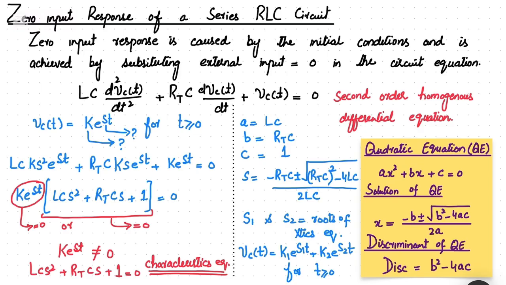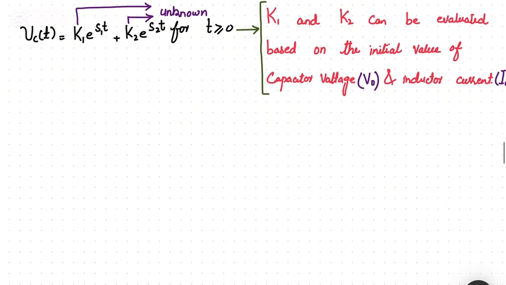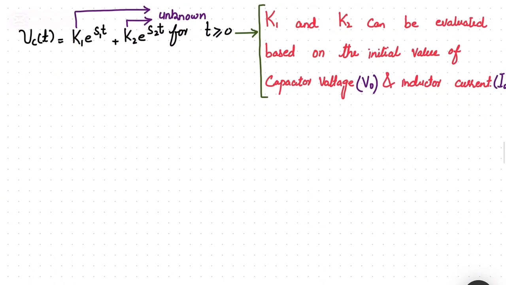Why k1 e raised to power s1t plus k2 e raised to power s2t? Because initially we assumed that our response is of the form k into e raised to power st, but after calculating the roots of the characteristic equation, we came to know that we have two roots. Therefore, we are going to have Vc of t equal to k1 e raised to power s1t plus k2 e raised to power s2t. Now we have calculated our s1 and s2, but the values of k1 and k2 are unknown. How to calculate the values of k1 and k2? Values of k1 and k2 can be calculated using the initial value of capacitor voltage and inductor current. Let's calculate k1 and k2.